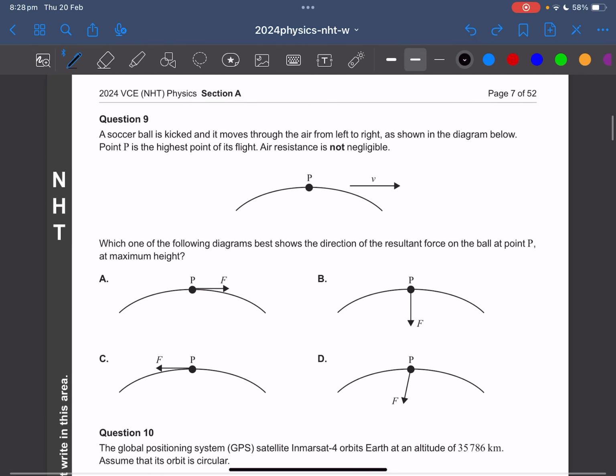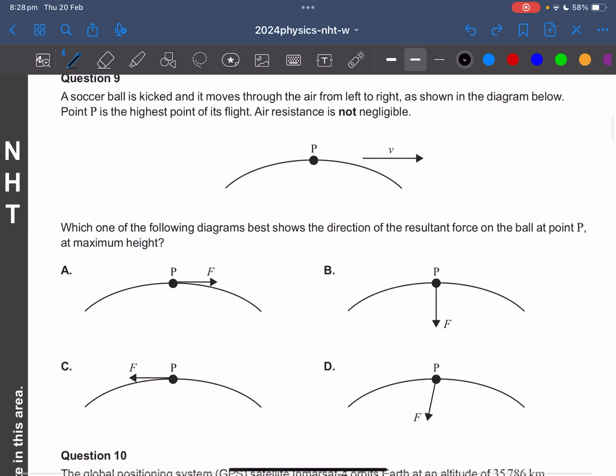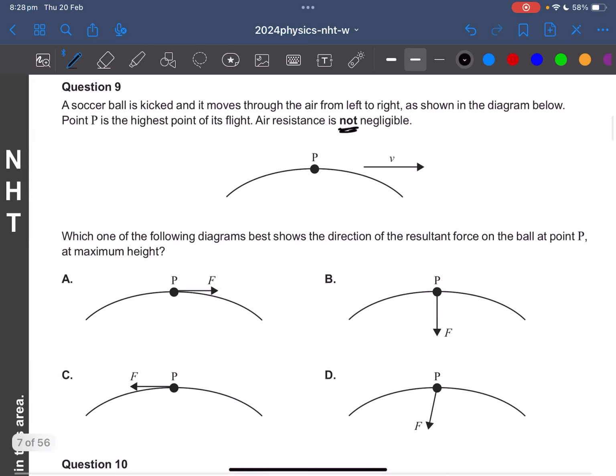A soccer ball is kicked and it moves through the air from left to right as shown in the diagram below. Point P is the highest point of its flight. Air resistance is not negligible. Which one of the following diagrams best shows the direction of the resultant force on the ball at point P at the maximum height? If it was negligible, the force would just simply be pointing down, right?